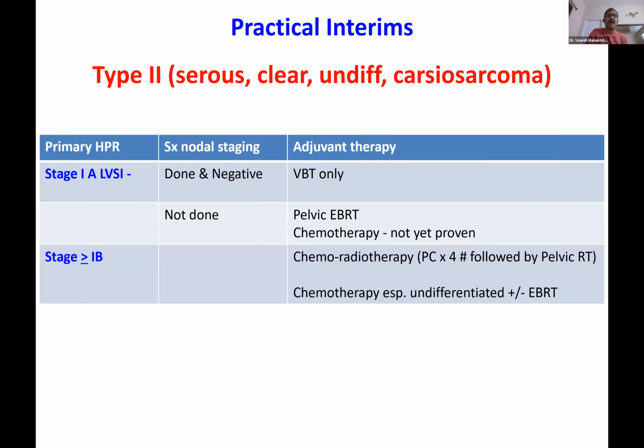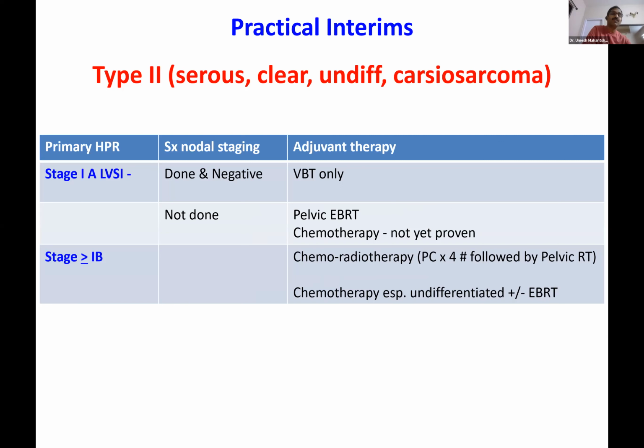And for type 2 histology, we usually try to classify them into early, that is stage 1 with LVSI negative. And if lymph node staging is done adequately and it's negative, we tend to give brachytherapy alone. Whereas if pelvic lymph dissection is not done, then these patients would go for pelvic external beam, and chemotherapy is still investigational and they could participate in ongoing research studies.